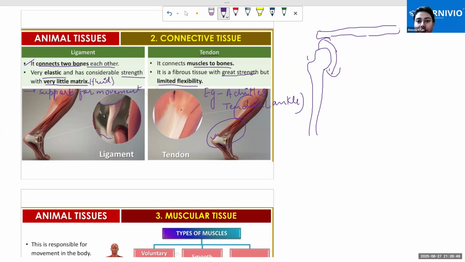If you observe the tendon, it is pale, white in color. You have tendons at other sites also in your body, but specifically I am telling you about the ankle.